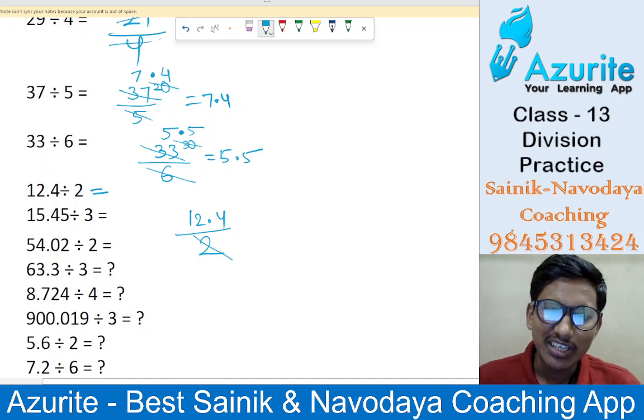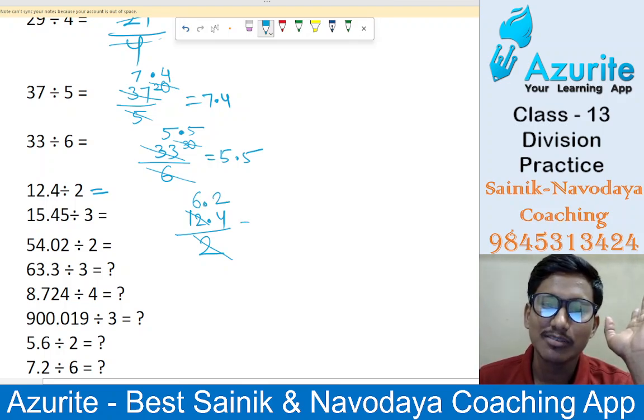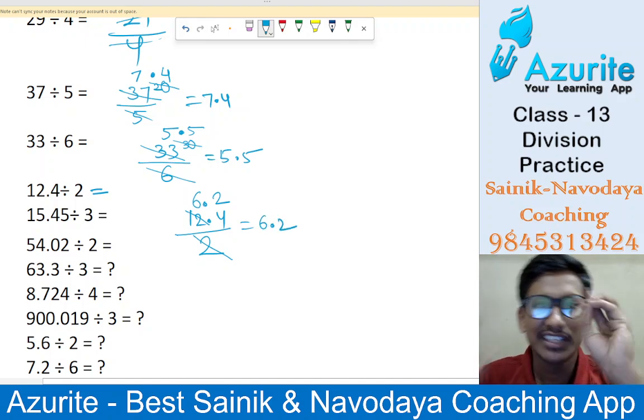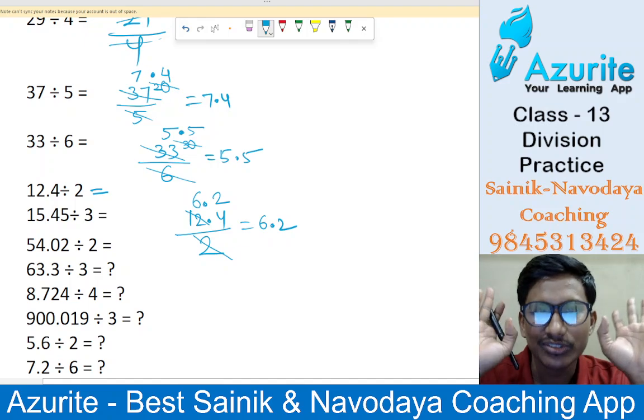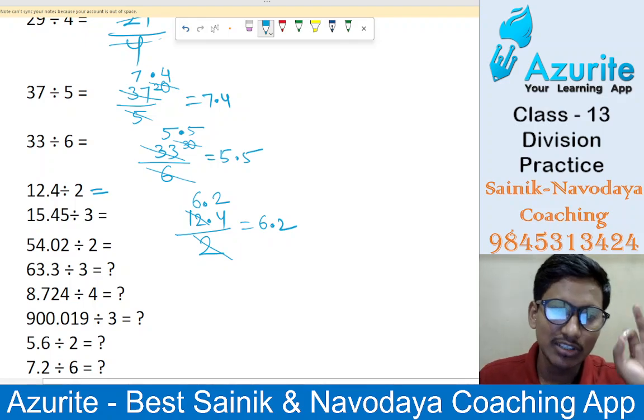2 how much are 12? Normally you divide. 2 sixes are 12. Now point came, give the point. 2 how much are 4? 2 twos are 4. So the answer will be 6.2. When the point comes, then you have to give the point. That's it. Right? Understood? I will do this one.